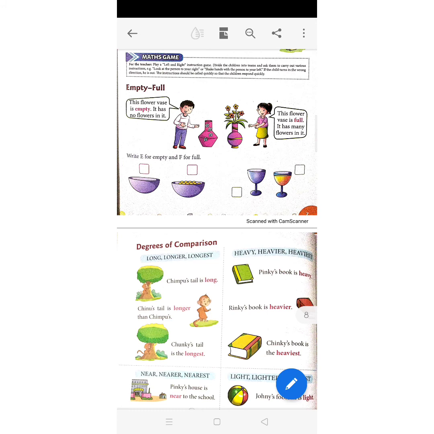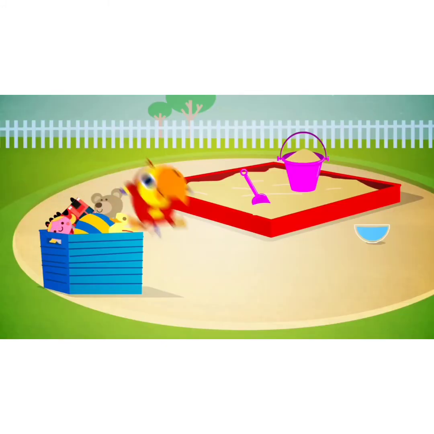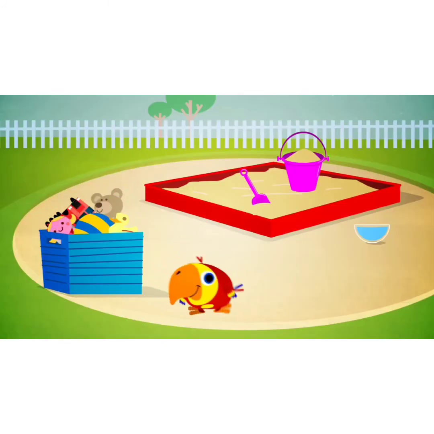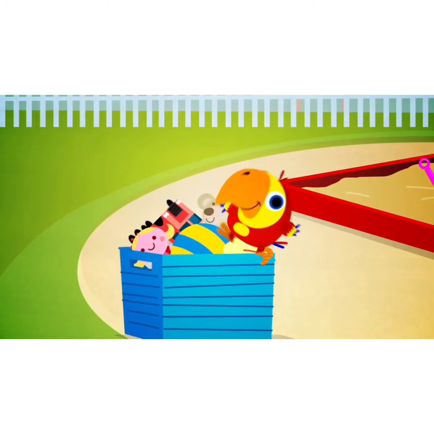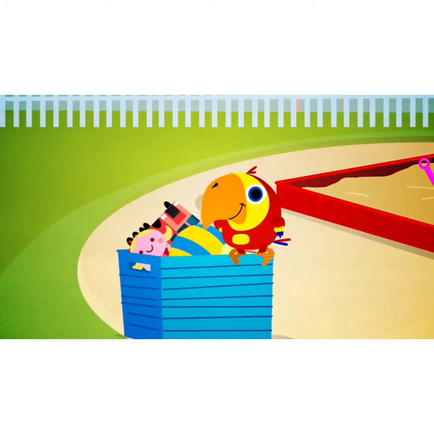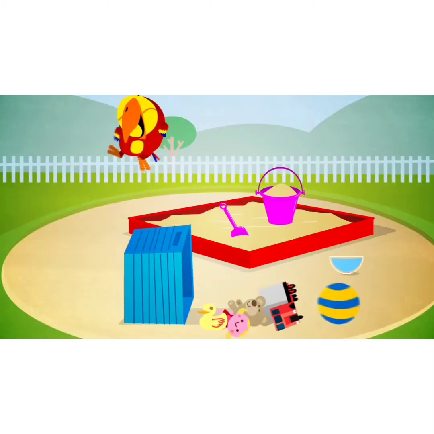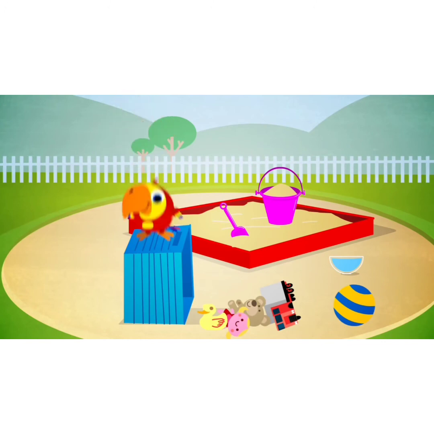Now, let's see a story. Meet Cherry the parrot. He is at the playground and he is playing with the toy box. And it's full of toys. He was jumping in joy. Oops! He turned the box over. All the toys are out. And now his box is empty. Uh-oh.